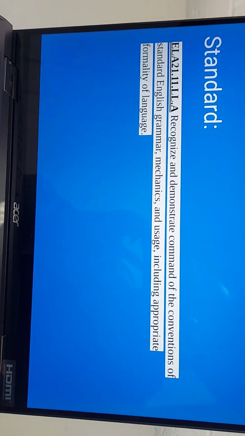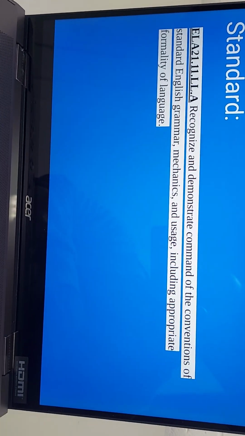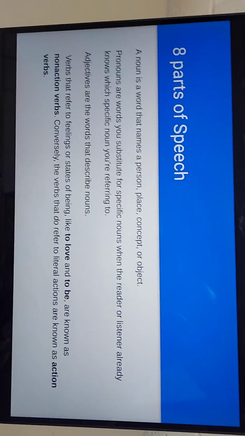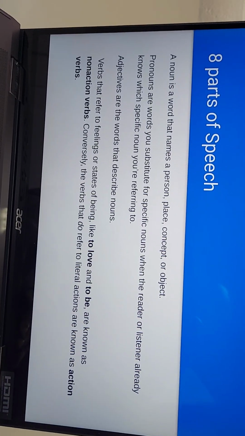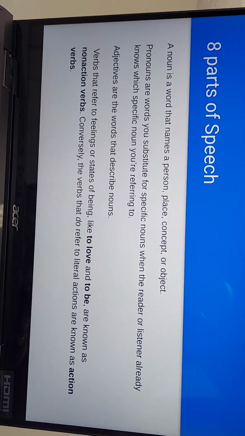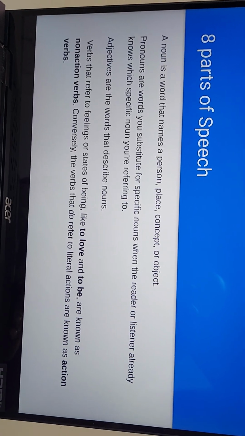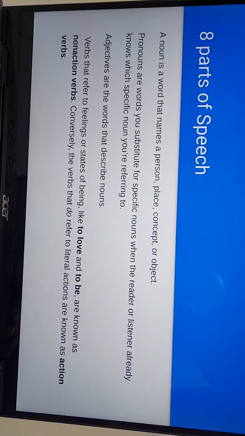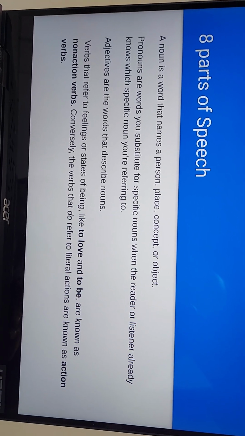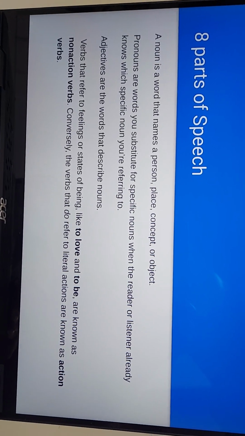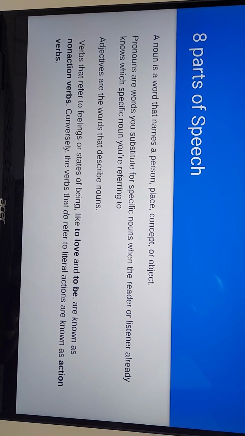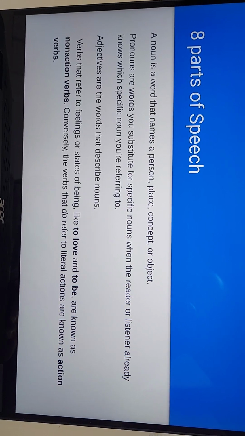Standard 1. Recognize, demonstrate command of the convention of standard English grammar, mechanics, usage, including appropriate formality of language. And these are the 8 parts of speech definitions. A noun is a word that names a person, place, concept, or object. Pronouns are words used as a substitute for specific nouns when a reader or listener already knows which specific noun you're referring to. Adjectives are words that describe nouns. Verbs that refer to feelings or states of being, like to love and to be, are known as non-action verbs. Conversely, the verbs that do refer to literal action are known as action verbs.